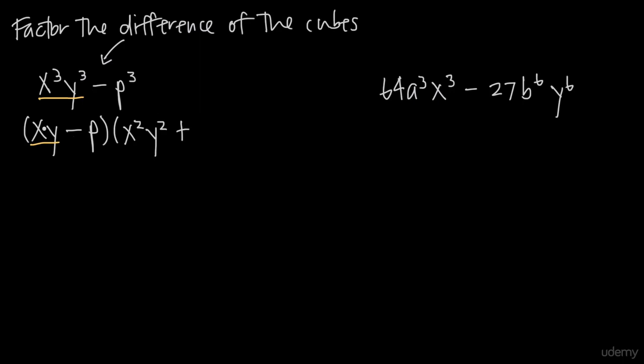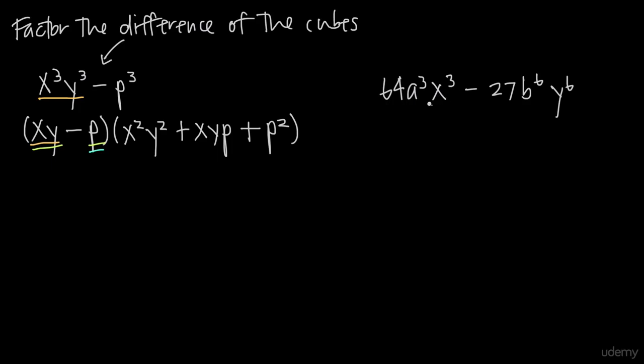Then we're going to multiply these two terms together in this binomial. So we're going to multiply xy by p, and we're going to get xyp. And then as part of our pattern, we're always going to add again our last term here squared. So this term, p, we're going to square it, and we're going to get p squared. And that's it. That's how we factor the difference of cubes. We'll do another example and then we'll check ourselves.